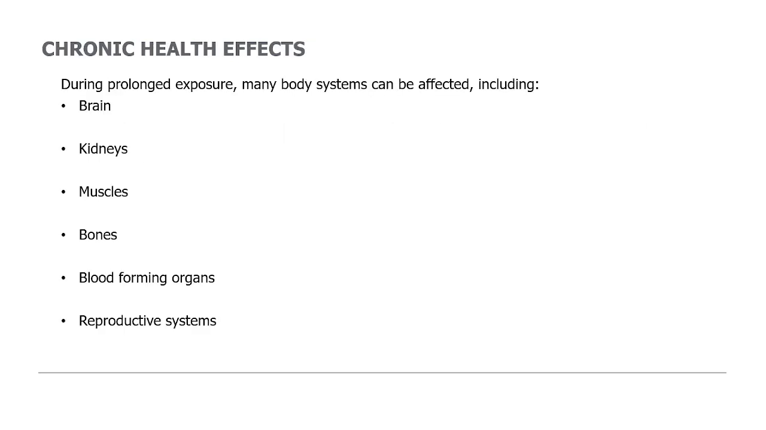Here's some chronic health effects from lead exposure. During prolonged exposure, over a long period of time, many body systems can be affected: brain, kidney, muscles, bones, blood-forming organs, and reproductive systems.